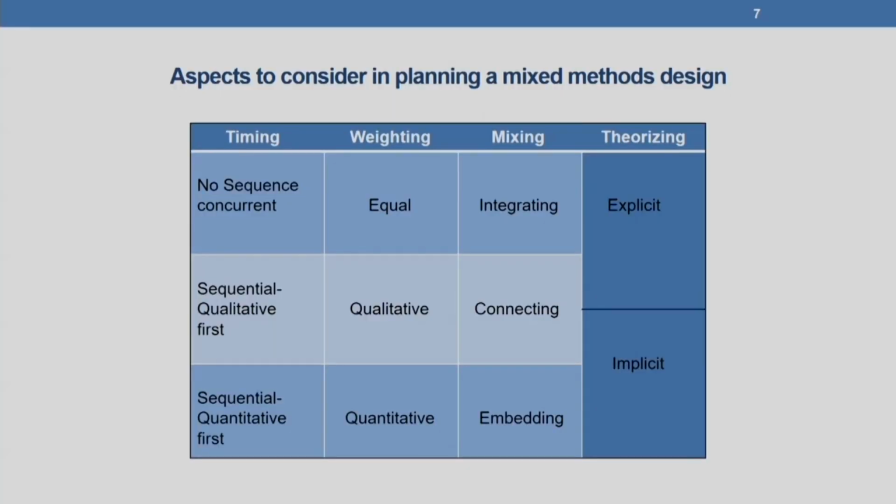Now, while the qualitative and quantitative methods can be mixed, before that there are certain aspects that need to be kept in mind with regard to mixing itself. What are the different aspects based upon which this mixing can take place? Now, first we can categorize these aspects under 4 heads. One is timing, second is weighting, third is mixing, and theorizing.